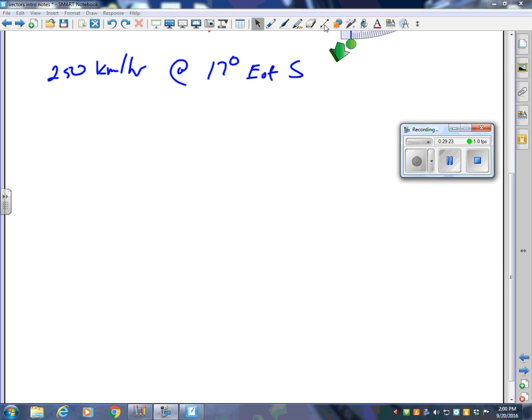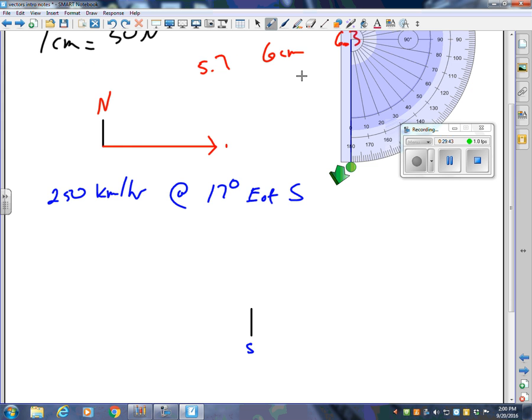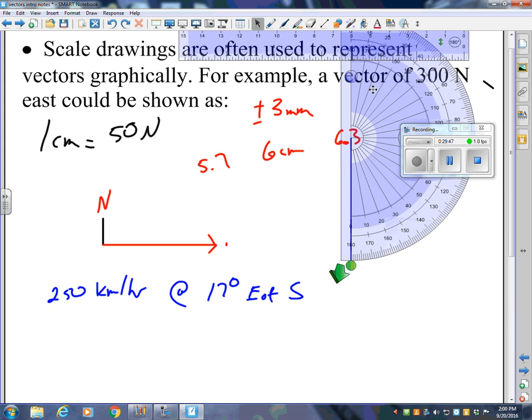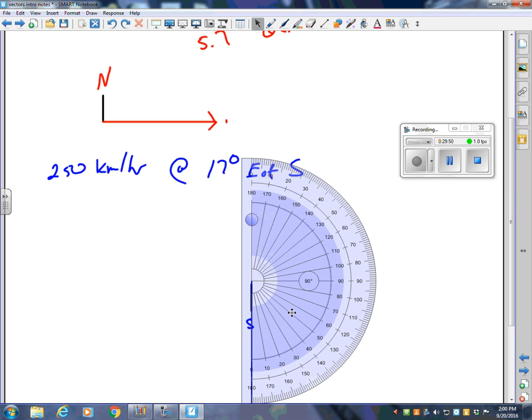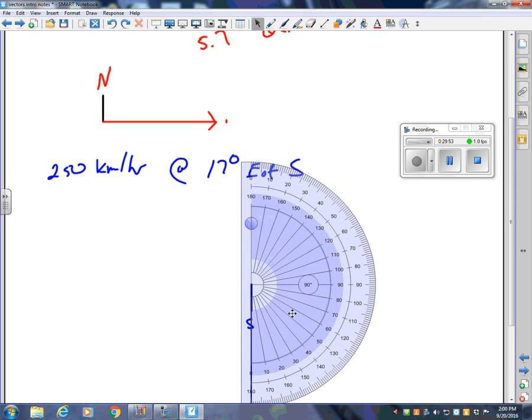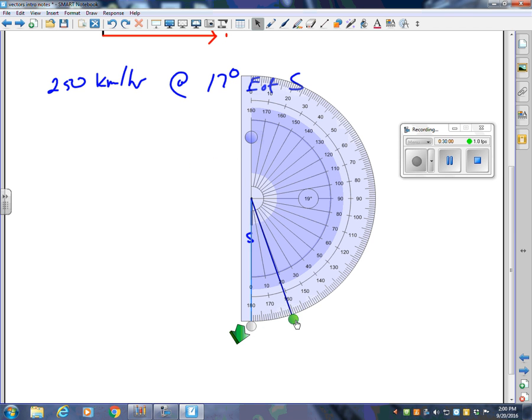Draw a reference line. But now, instead of labeling it north, you're going to label it south. And you're going to the east, which is which way? To the right. How far? 17 degrees. So grab a protractor. Put 0 at south and go towards east. How far? 17 degrees. It doesn't matter how long it is, you're just making a little mark. You're marking 17 degrees. And then you're getting rid of that protractor.